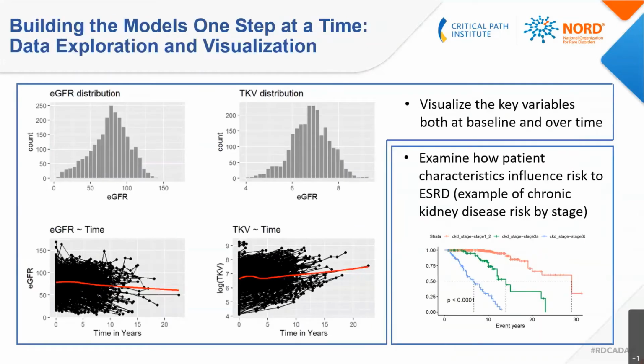Before we actually tackle any modeling, we always have to build intuition about what the data looks like through both exploration and visualization. So some of the key variables here that I'm just highlighting, of course, are eGFR and TKV that I've just mentioned. And we always like to look at these things from both a baseline and longitudinal perspective to really get a sense of what would be the most appropriate modeling methodologies. So here we're just showing some visualizations to get an understanding of how things look initially and how they change over time for these 2 longitudinal markers.